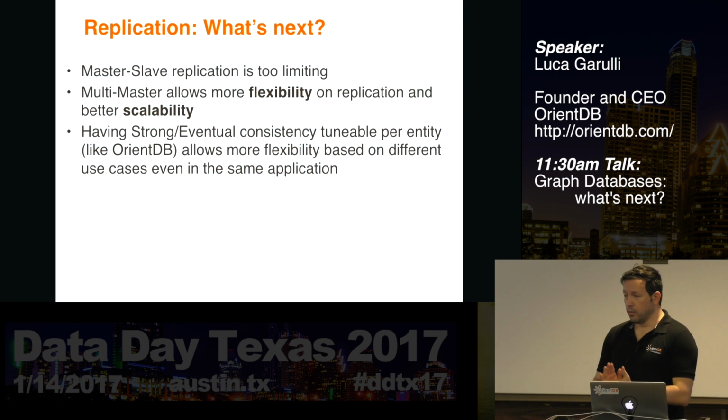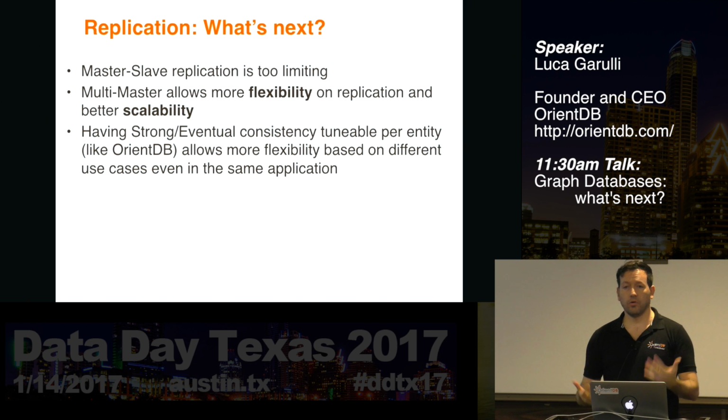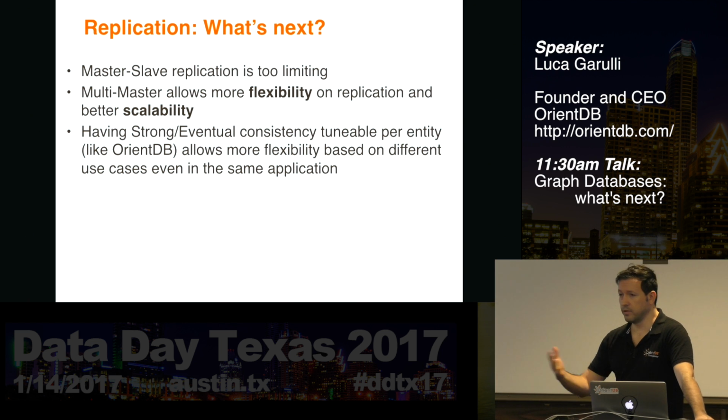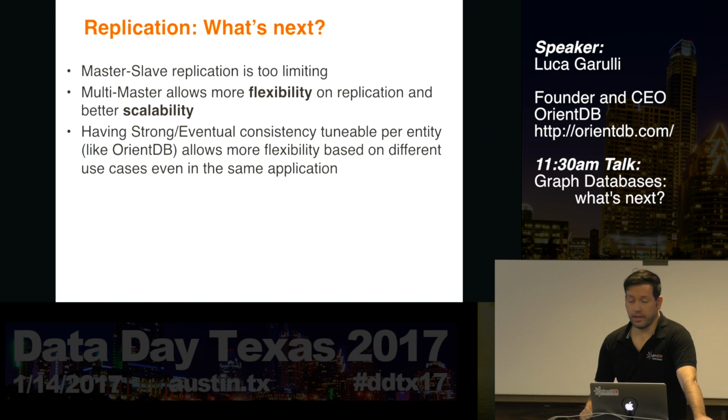Cool. What's next? So master slave is too limiting. All the databases a long time ago were master slave. Now all the new products tend to be multi-master for that reason. It's more flexible and more scalable. You can tune the consistency, the right quorum. And of course, having something that is tunable per class is even better. I don't think Neo4j in the future will be multi-master because it would be a huge change in the architecture, but we don't know. Actually, we don't know their plans.